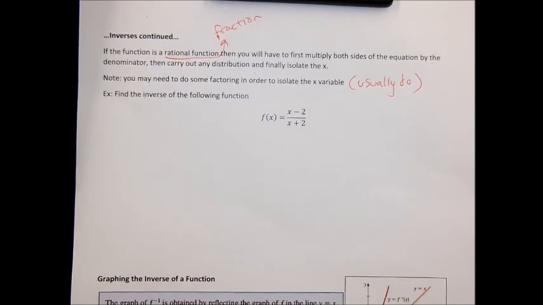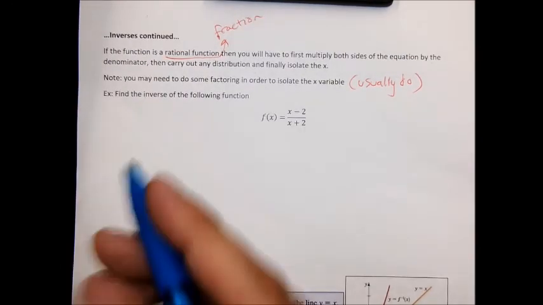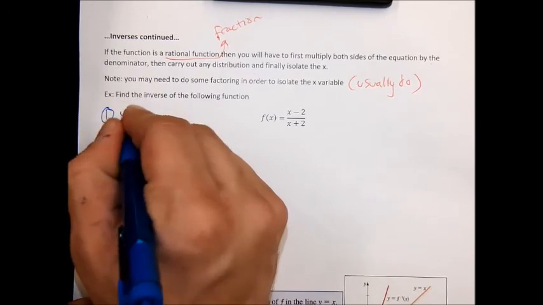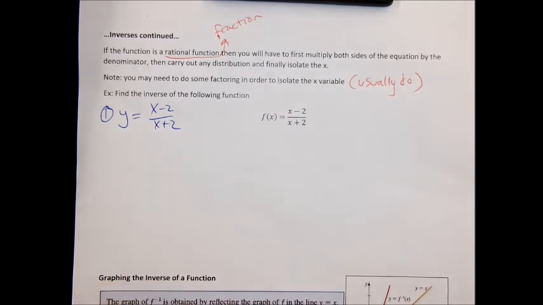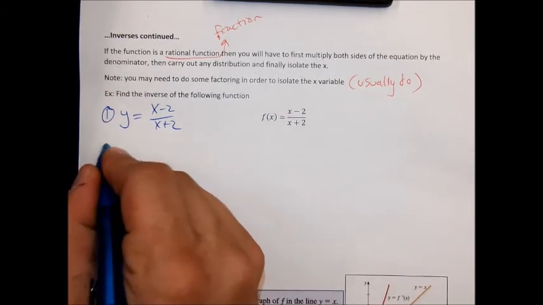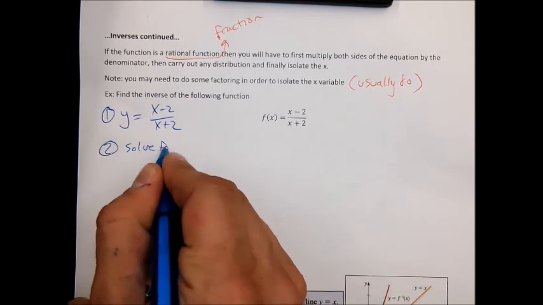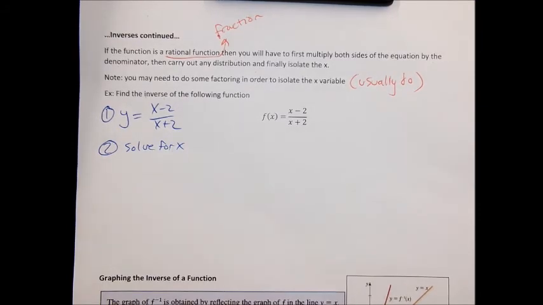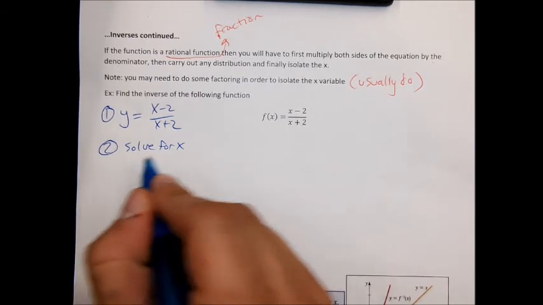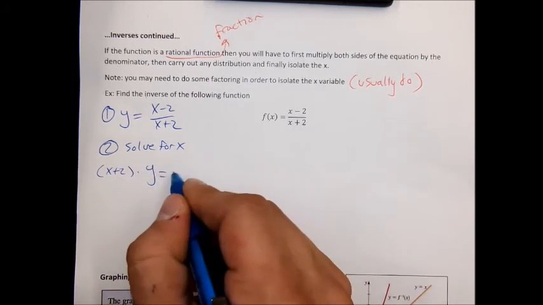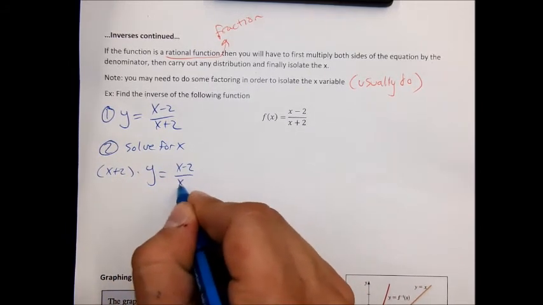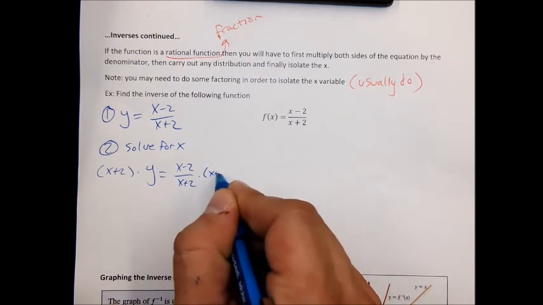So let's go through the steps again. The first step on the last page said write y equals. So let's write y equals x minus 2 over x plus 2. And then step 2 is to solve for x. That means multiplying by the denominator, right? So we multiply both sides by the denominator, and we get x plus 2 times y equals, I'll write out the details, x minus 2 over x plus 2 times x plus 2.